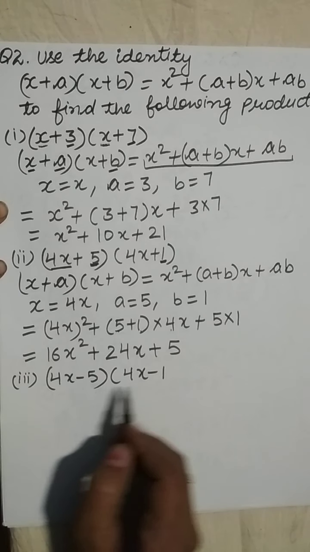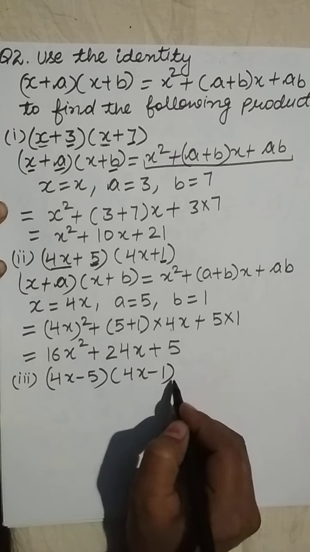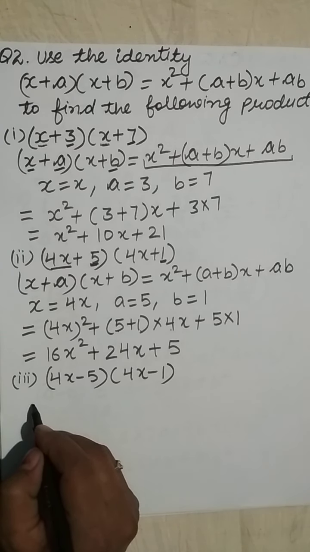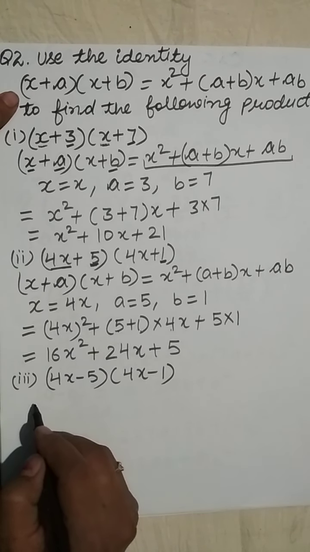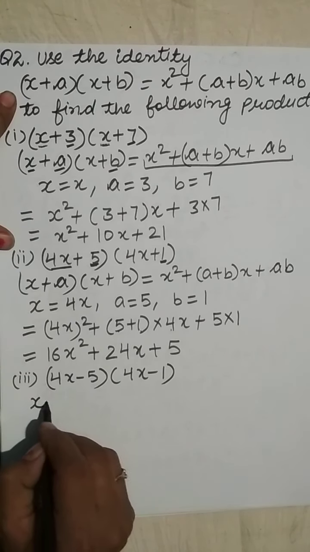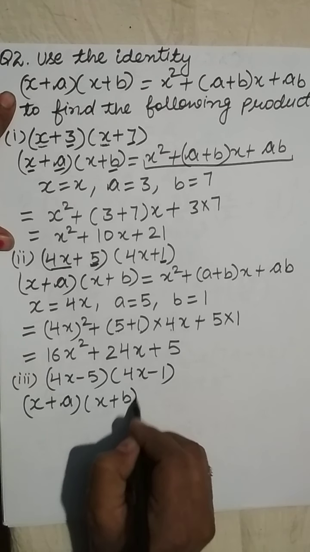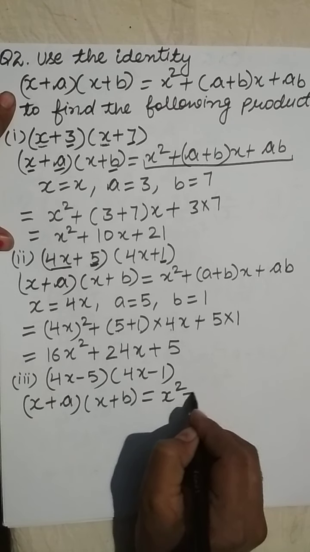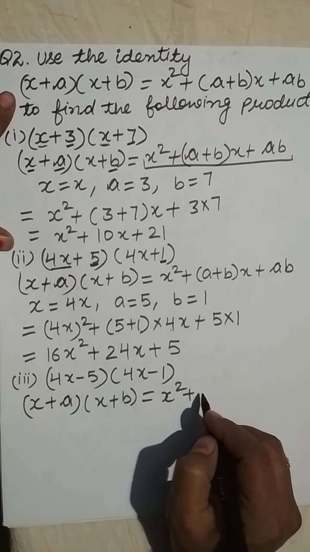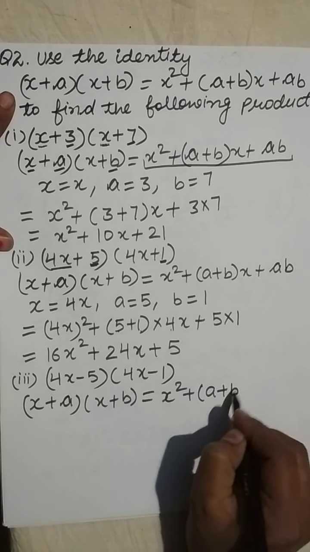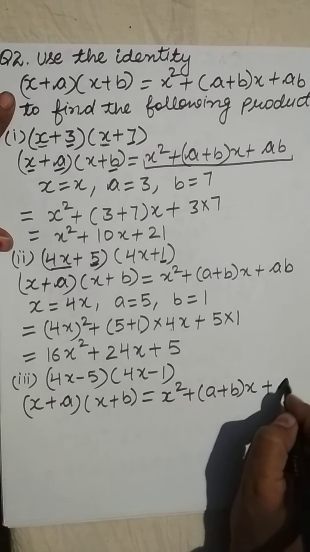Third part is 4x minus 5 into 4x minus 1. Now again the identity is given in the question. All the questions will be solved by this identity only. So I'm just writing again and again the same identity so as to compare the values. So this is x plus a into x plus b, which is equal to x square plus a plus b into x plus ab.